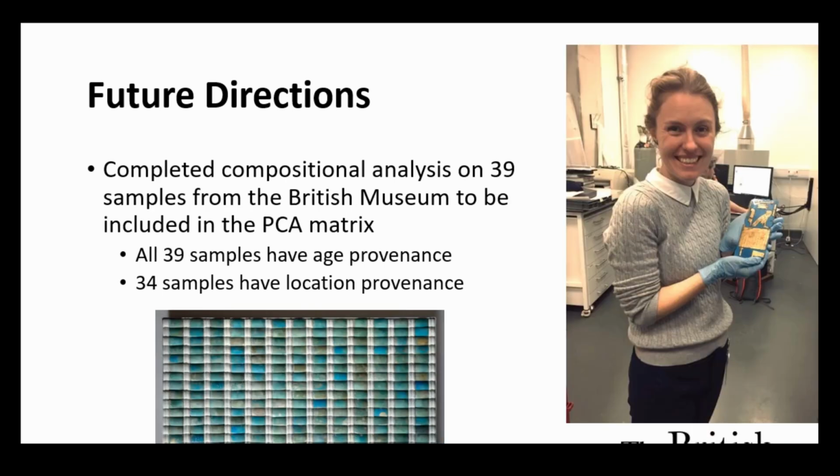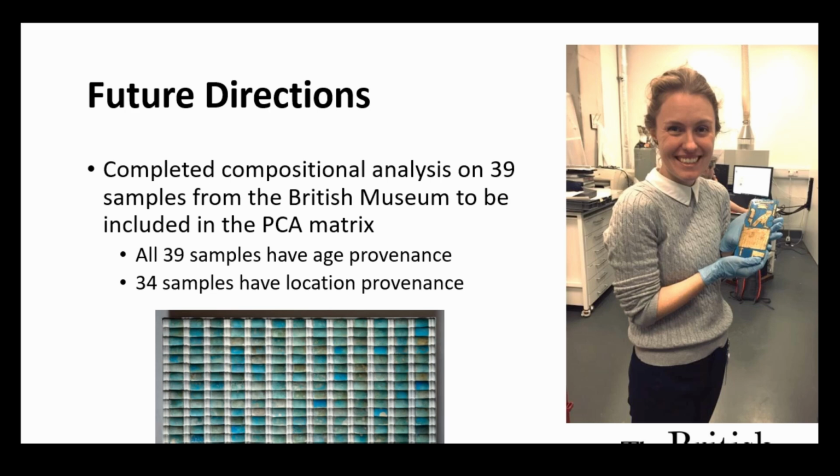The next one is that before I came here, I got to do some work at the British Museum, which was super exciting. I got to analyse 39 faience samples there. They all had provenance because, of course, they did. It was the British Museum. And 34 of them had location provenance.